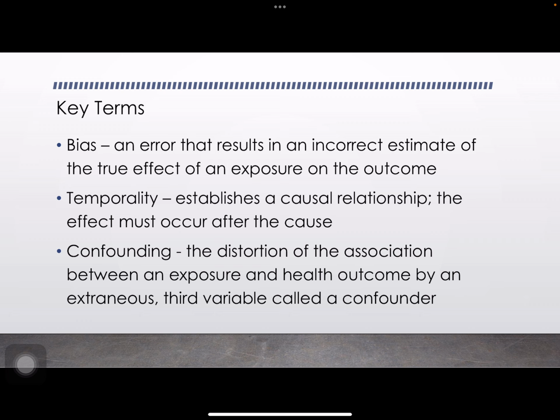Temporality is another term you'll hear a lot. It establishes a causal relationship when it is clear that the effect occurs after the cause. There are some study types in which this is not so clear, so we'll talk about that a little bit more. And confounding is the distortion of an association between an exposure and health outcome by a third variable, known as a confounder. Let's get into each of these a little bit more.